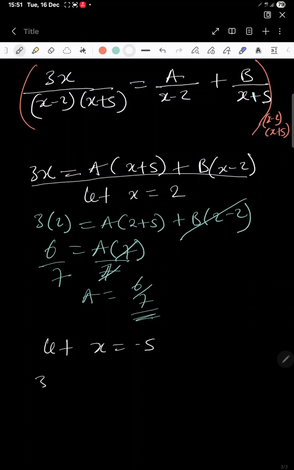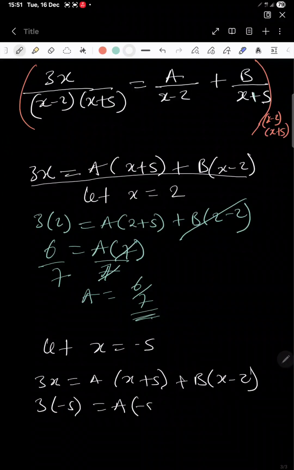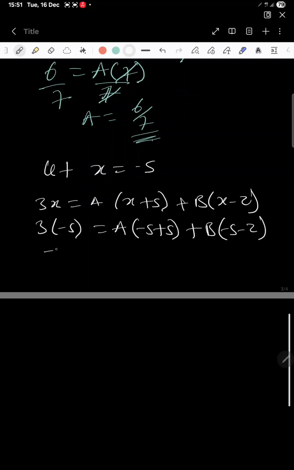So you replace it in this same equation here, which is 3x is equal to a(x plus 5) plus b(x minus 2). We put -5 whenever there is x, which is 3 times -5 is equal to a(-5 plus 5) plus b(-5 minus 2). So we shall have 3 times -5 is -15 is equal to, this part will go to 0, and we remain with b times (-5 minus 2), which is -7b.